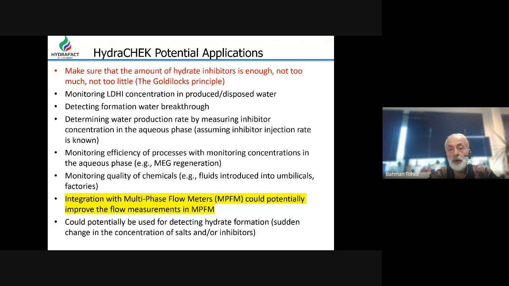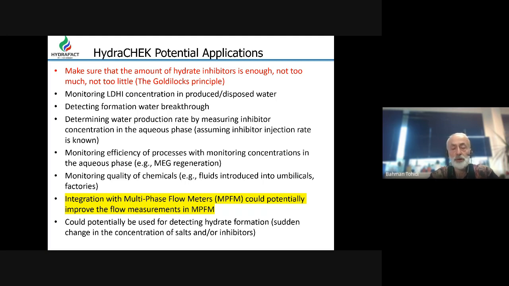If the company cannot recover KHI or LDHI, it is important to know how much of this material we are disposing to the environment.